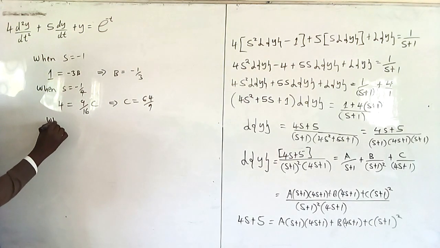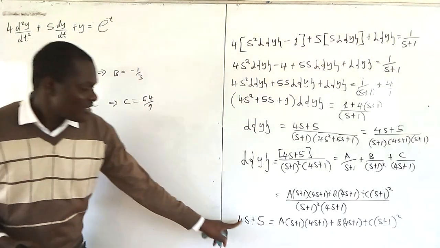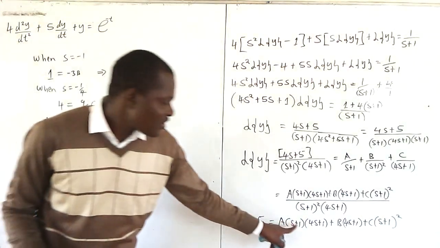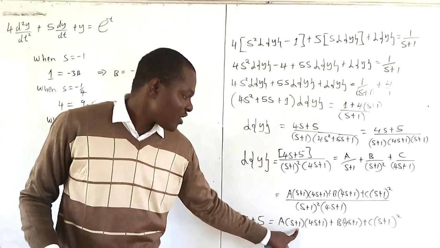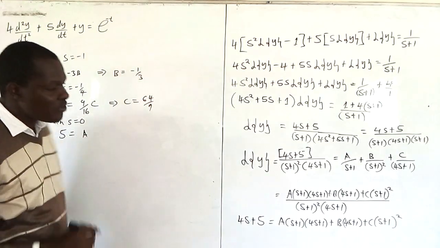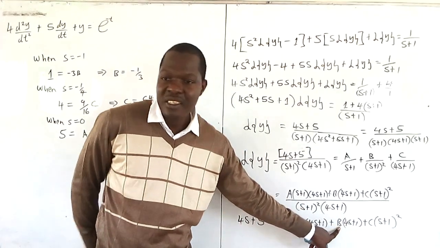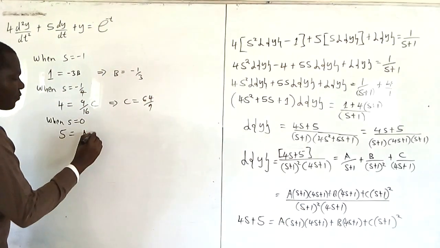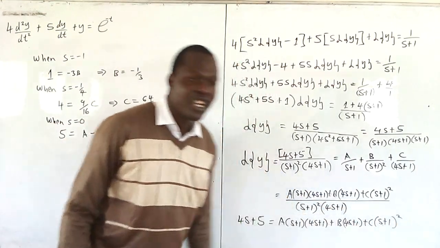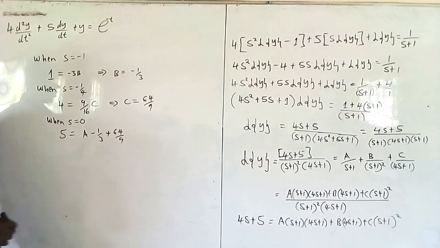0 is always easier to choose before you move to 1, isn't it? So when s is 0, 0 times 4 is 0, and you remain with this side, which is 5. It is equal to, with s at 0, 1 times 1 times a, so you remain with a. Then 0 times 4 is 0 plus 1, this is just 1. 1 times b is b, and b is negative 1 over 3. Then 0 plus 1 is 1, 1 squared is 1. 1 times c is c, and c is 64 over 9.